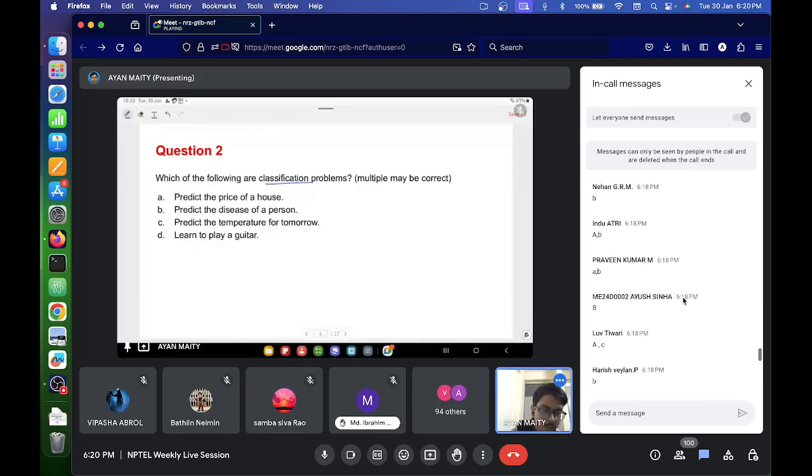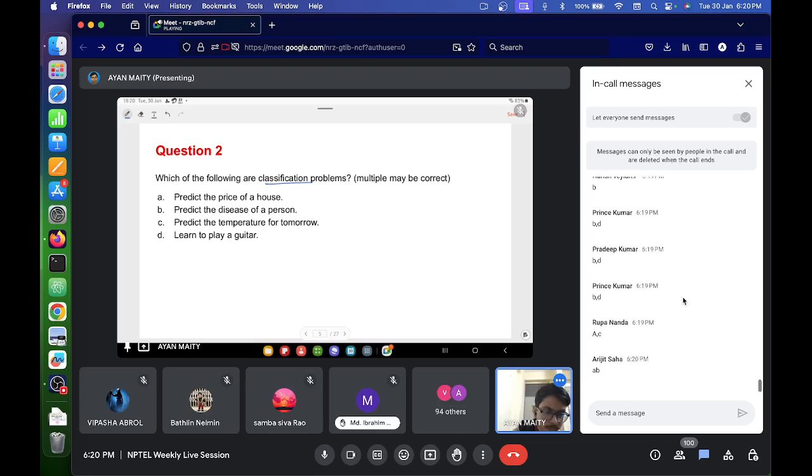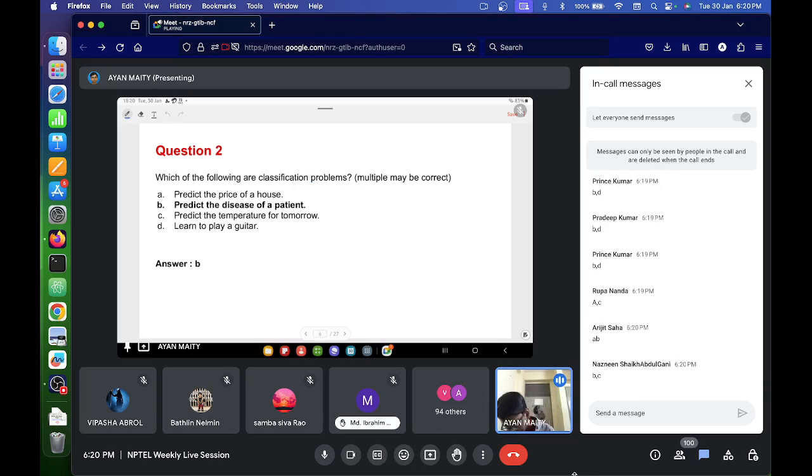And many of you are saying A and B. Some of you are also saying B and D. So the correct answer is B only. This is the only correct option. Predict the disease of a patient. So the question is a classification problem.